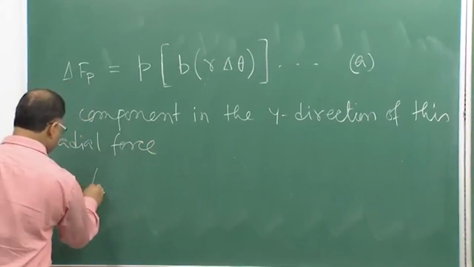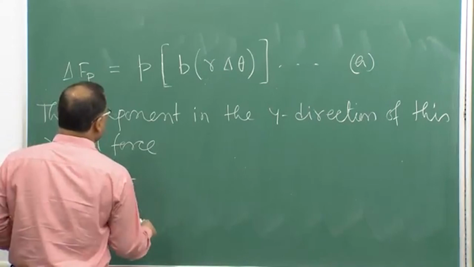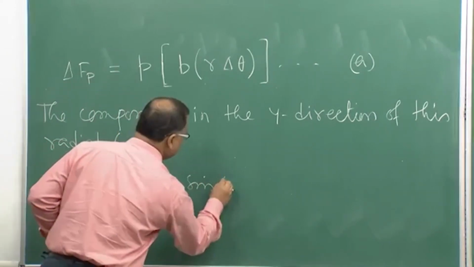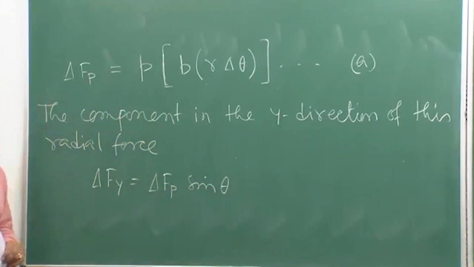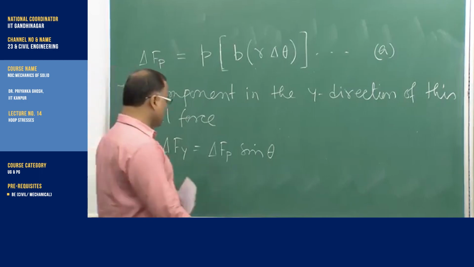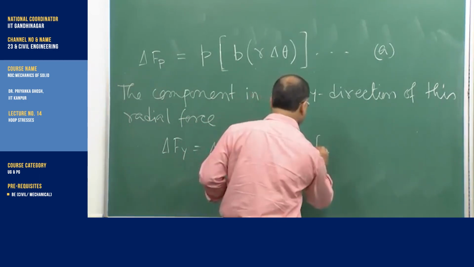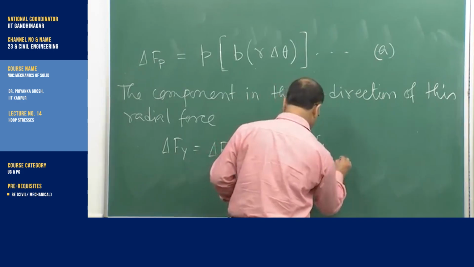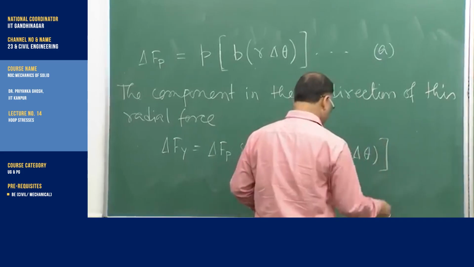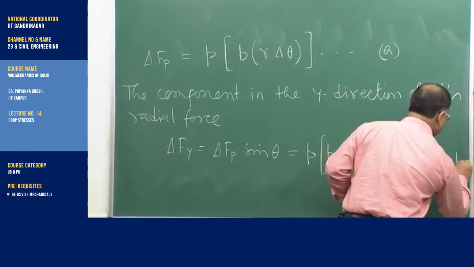then I can simply write delta Fy, that is y component, is nothing but delta Fp sin theta. If you refer the figure, you will get it, right. So, delta Fp sin theta is the y component. So, that can be written as p b r delta theta into sin theta. That is say equation B.